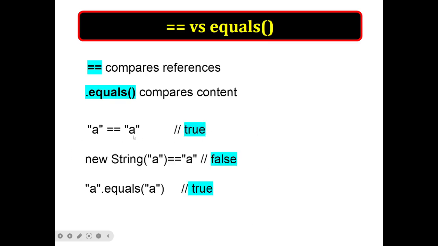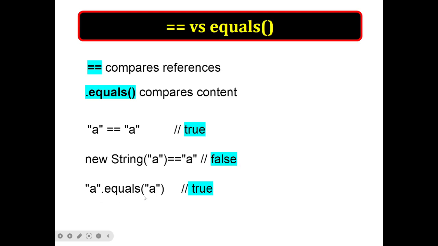Here this is the same reference, it is for A which is inside double quotes, that is why it is printing true. Whereas in this case the first new String A will create a new object, and the A literal object is created inside the heap which is altogether different, and these two references are different, that is why it is giving false.